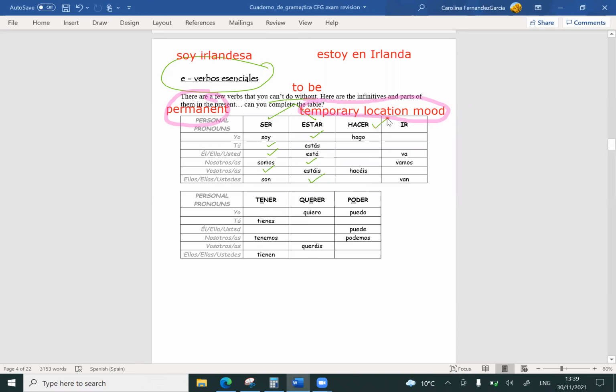Another important verb is hacer, to do or to make. Hago, haces, hace, hacemos, hacéis, hacen.